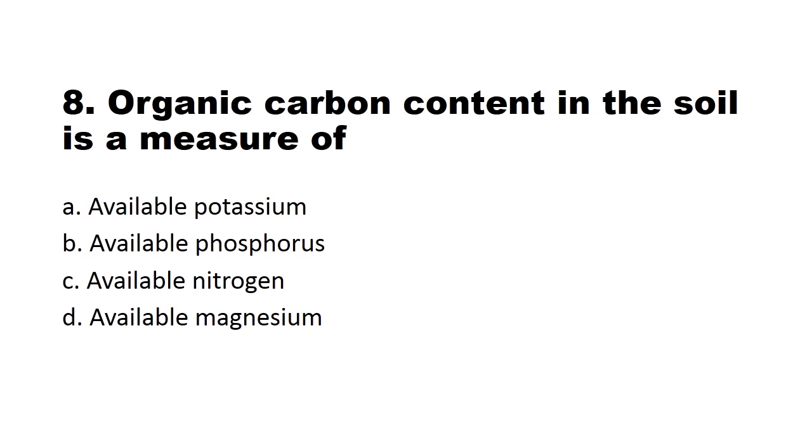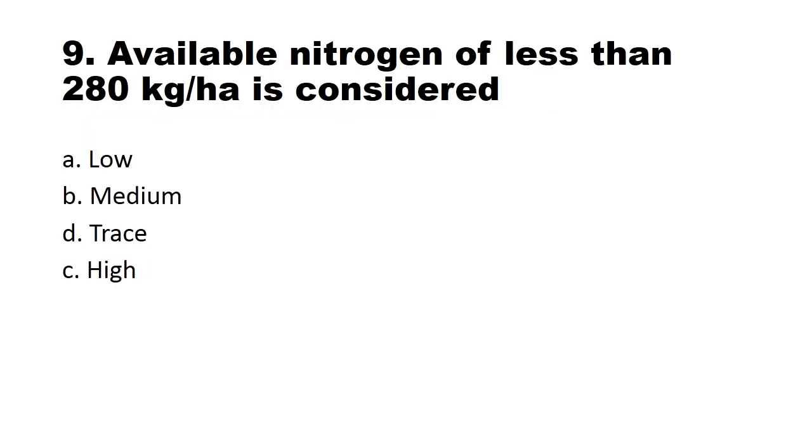Question number 8. Organic carbon content in the soil is a measure of available potassium, available phosphorus, available nitrogen or available magnesium. And the right answer is available nitrogen. Organic carbon content in the soil is a measure of available nitrogen.